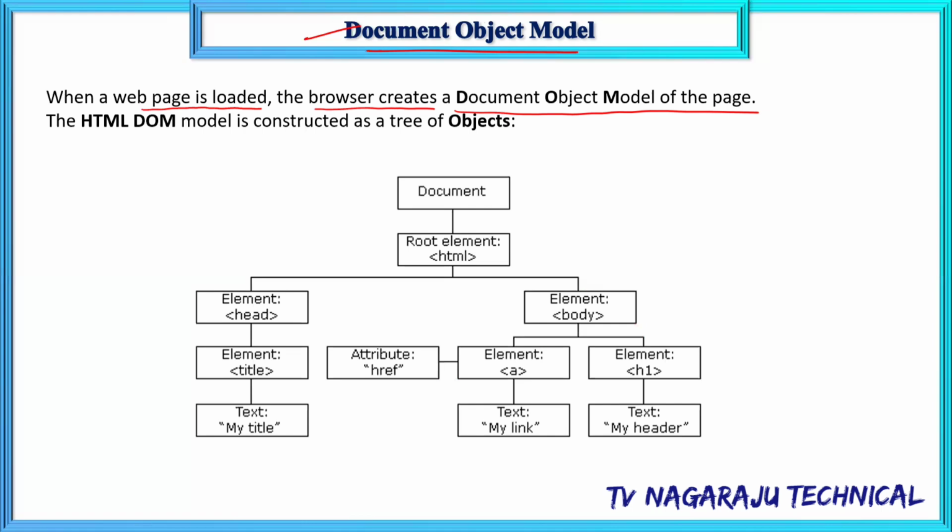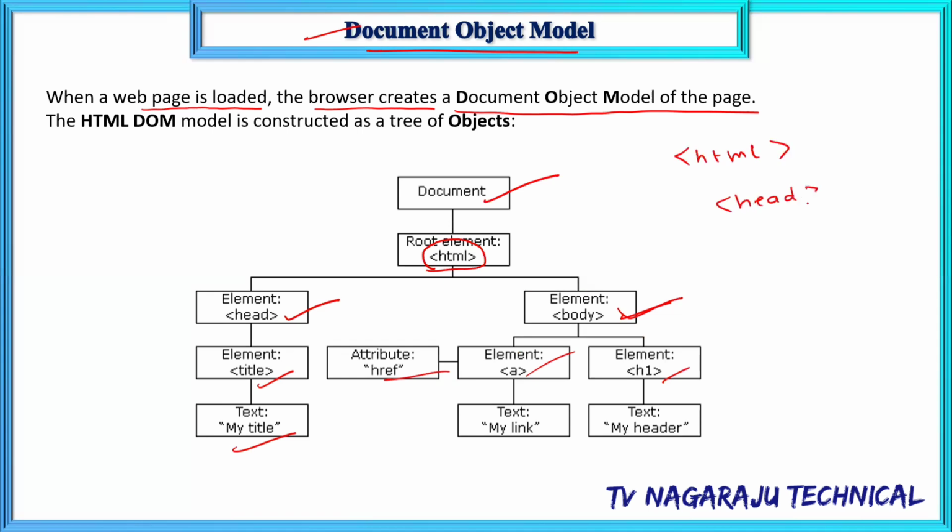How does the DOM look? This is the document. What is the root? The HTML tag is the root element. Generally, you know the HTML syntax. Two tags: one is head, another one is body. Under head, if you want, you can write the title. In body, you can write any number of tags. For example, an anchor tag with the attribute href, and an H1 tag.